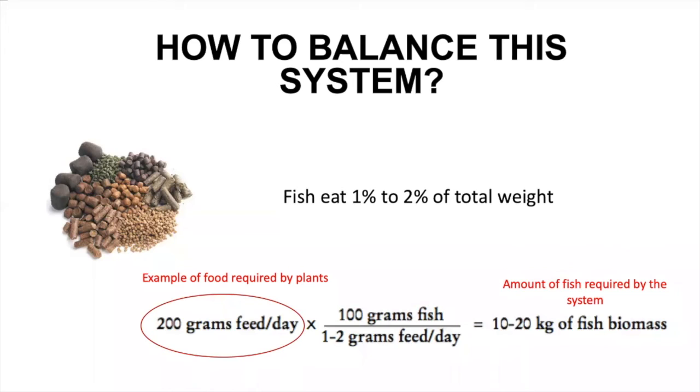Let's learn using an example. If we need 200 grams of food per day based on the amount of space we have for plant production, just let's assume that we already calculated this for a specific area based on the information on the previous slide. So imagine we need 200 grams of food per day. Now the question is, how many fish can be added to the system? In order to calculate this, we need to know fish eat between 1 to 2% of total weight. If we assume this, we can easily calculate the amount of weight of fish we can use in the system. So the final results will be in grams.